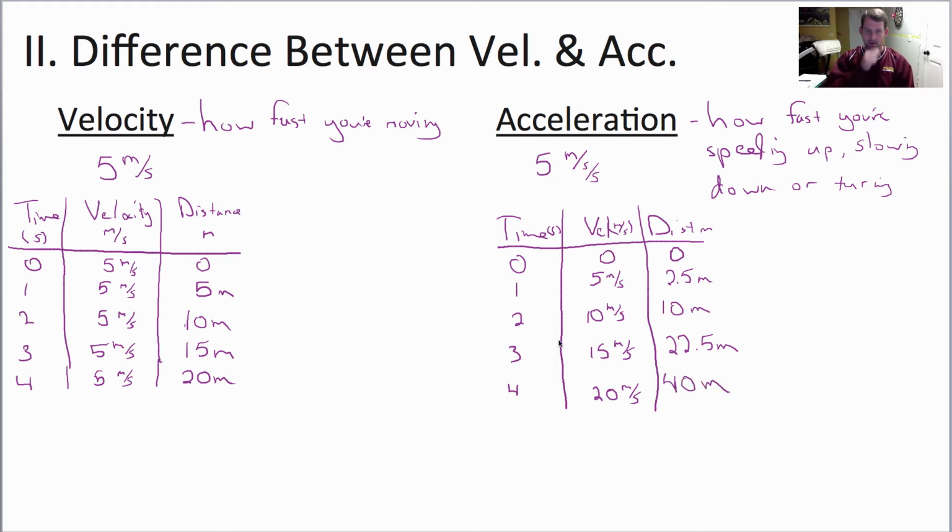Now, an important thing to note here. Notice how the distance, when it's constant velocity, is increasing by the same amount each time. Notice when there's acceleration, the distance changes by different amounts each time. And that's a key thing to have. Because we're speeding up, we're going to be traveling different distances in the same amount of time in those 1 second intervals. Hopefully that shows you that velocity is how fast you're moving. Acceleration is all about how fast you're speeding up. Notice velocities stay constant here, velocities increase here. The difference between velocity and acceleration.